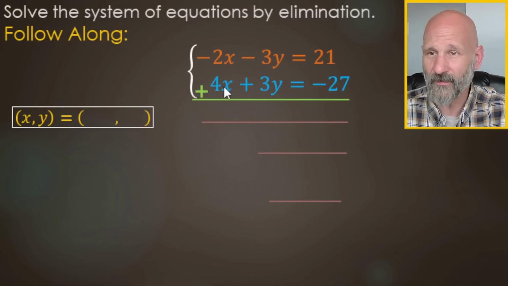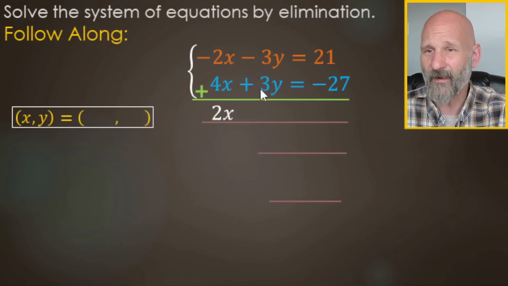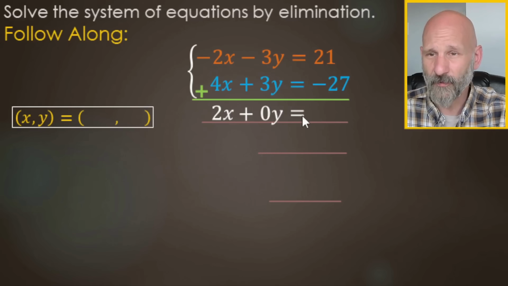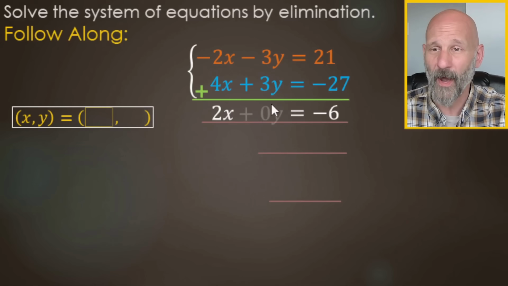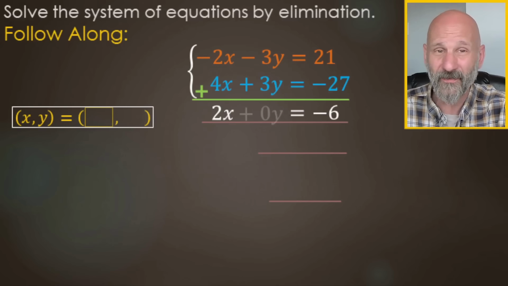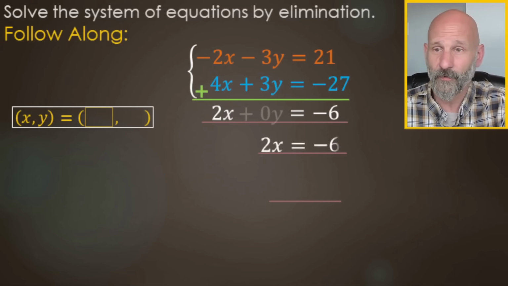So negative 2x's plus 4x's, that's going to make 2x's. Now here we have negative 3y plus 3y, that's going to make 0y's. Then we have an equal sign, and then we have 21 minus 27, and that's going to make a negative 6. Now notice here, the y's were eliminated, so we can basically just ignore them. And what's left over? 2x equals negative 6.